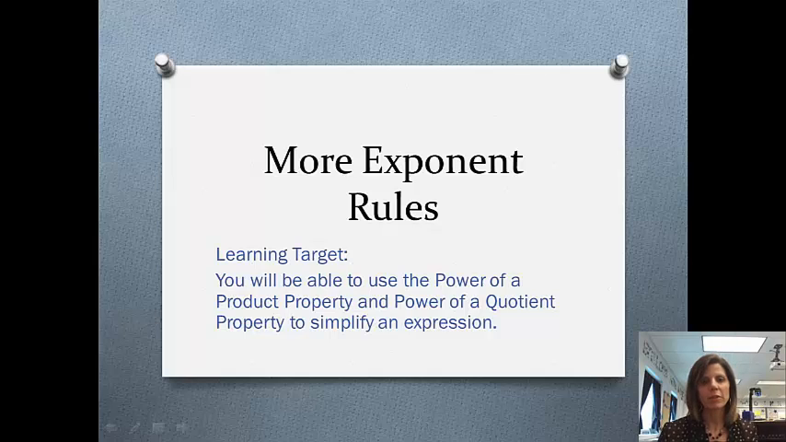Now that we've been looking at a lot of exponent rules, we're going to do just a few more exponent rules. At the end of this lesson, you'll be able to use the power of a product property and the power of a quotient property to simplify an expression.